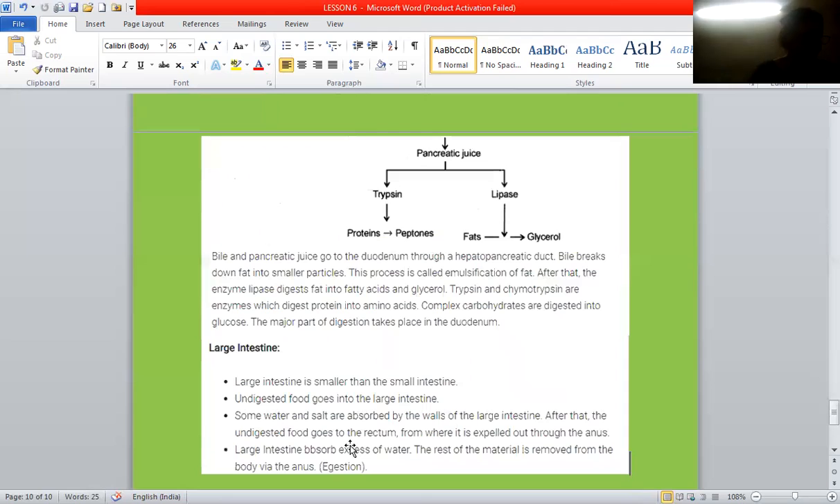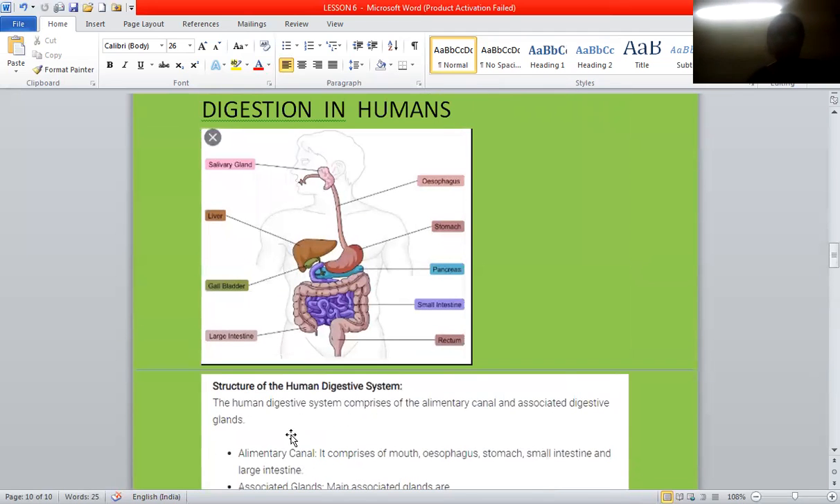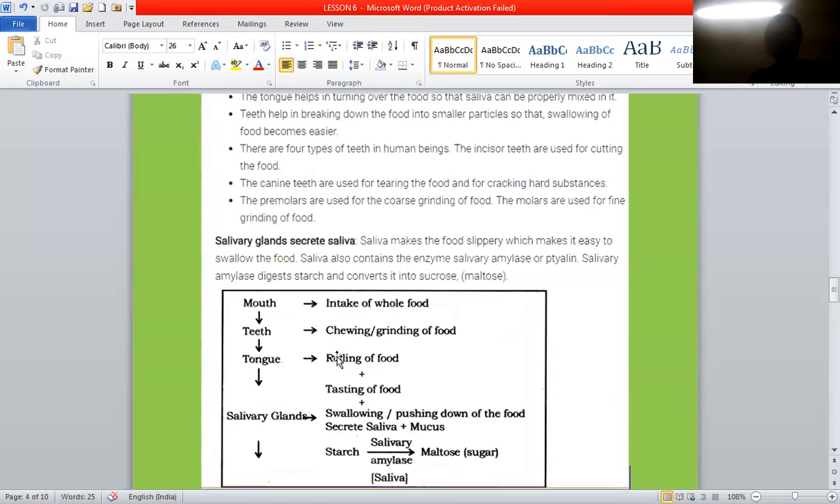Now comes the large intestine. This completely digested food is absorbed with the help of villi. The name is large intestine, but it is small. See, this is the large intestine, which is opening into the rectum.